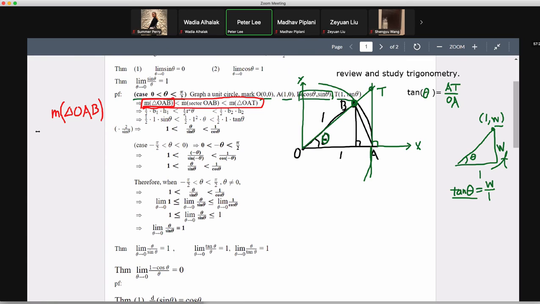So what is this equal to? This is equal to the area of triangle OAB. Okay, so that's all they said.